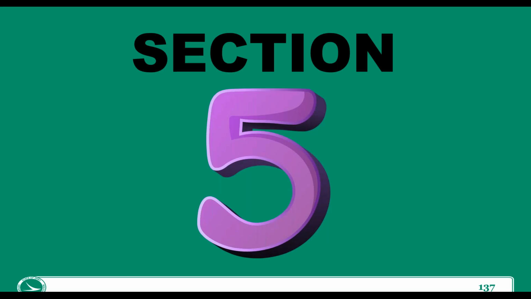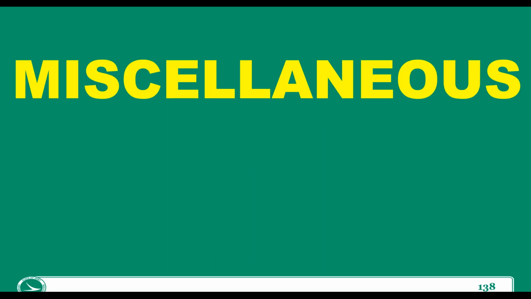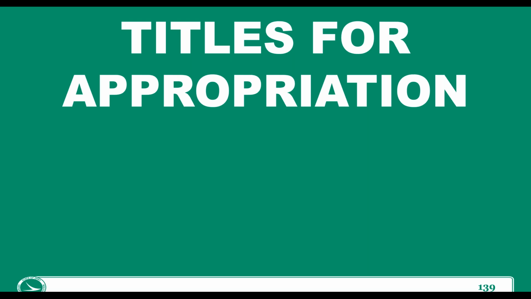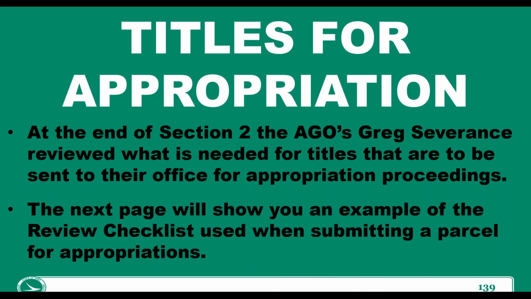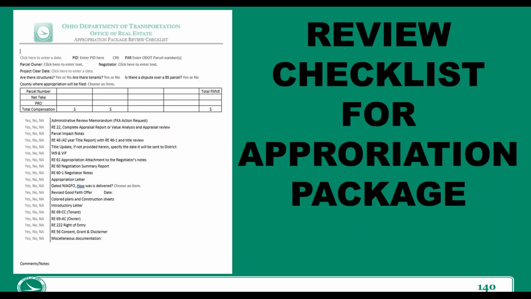So that's going to move us into section 5. And this is what I'm calling a miscellaneous section. Just a little bit of everything. Titles for appropriation. At the end of section 2, the AGO's Greg Severance, who is still on here if you have any questions, reviewed what is needed for titles that are to be sent to their office for appropriation proceedings. The next page, we will show you an example of the review checklist used when submitting a parcel for appropriations.